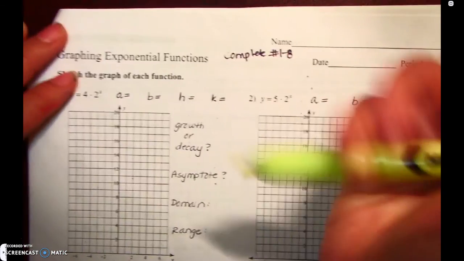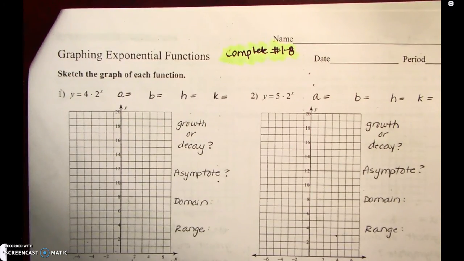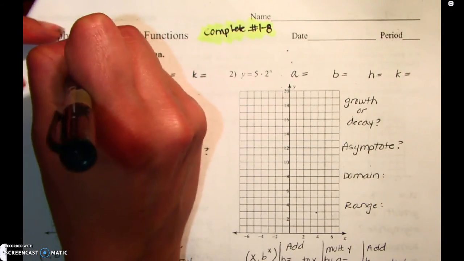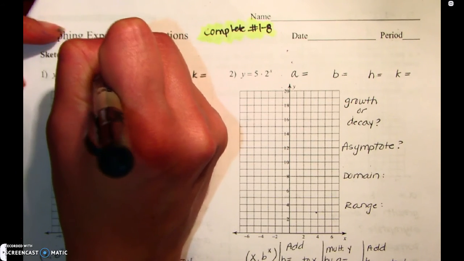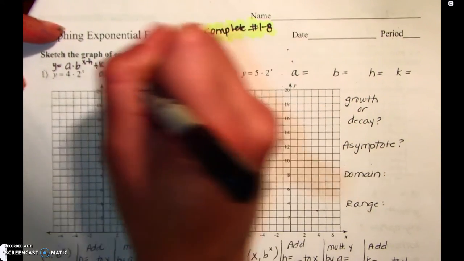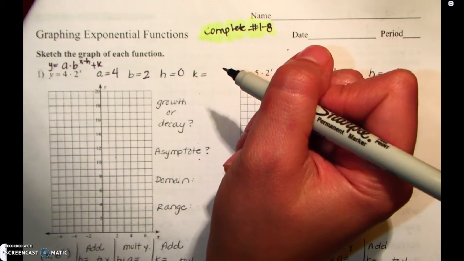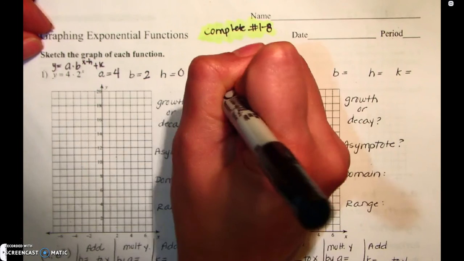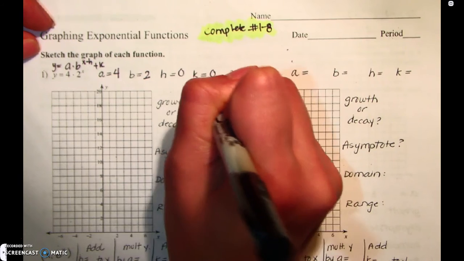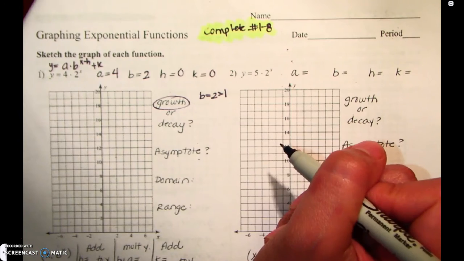Okay, so let's look at example 1. Example 1 asks for A, B, H, and K. Well, I know that this is my A, B, X minus H, plus K. So A is 4, B is 2, H, there's no H, so it's 0. And then K, there's also no K there, so it's 0. Our growth or decay is coming from our B. In this case, B is 2 and it's greater than 1. So this is going to be a growth function.